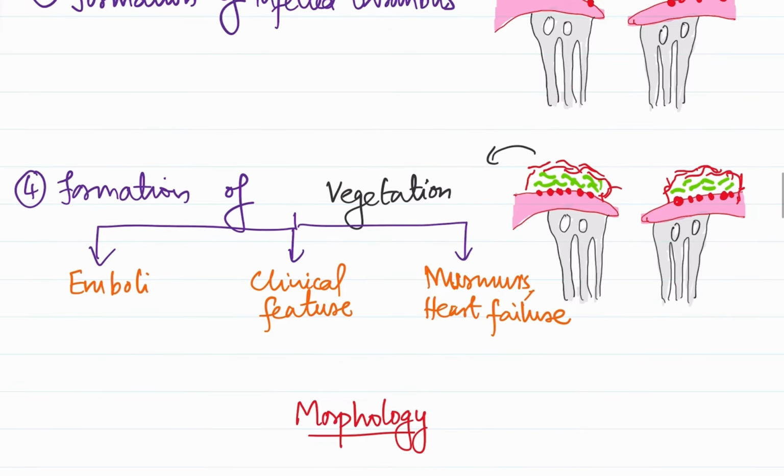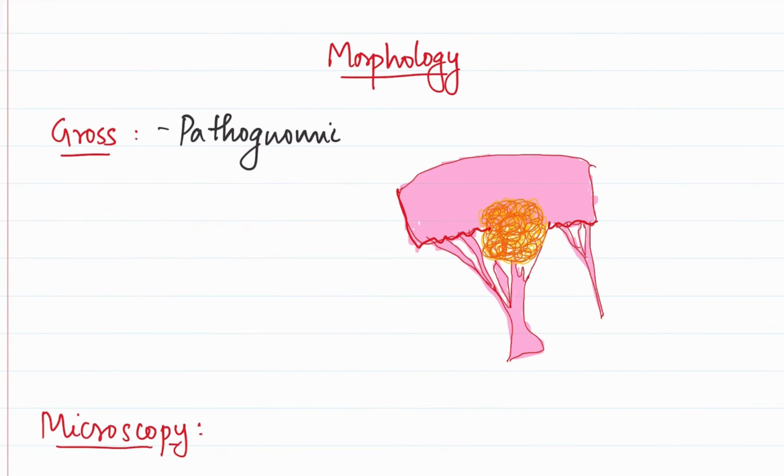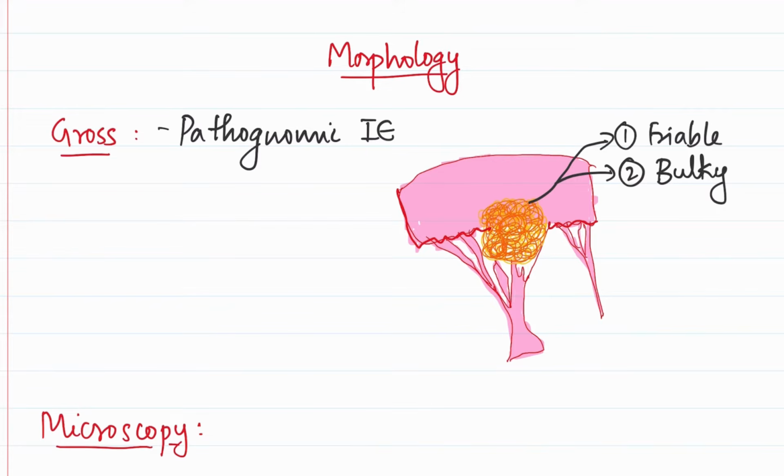Now let's move into the morphology. Let's describe the characteristic vegetation. The vegetations are pathognomonic findings of infective endocarditis. We'll say that in 3 points. The first point is they are friable. Next, they are bulky. These vegetations, unlike that of rheumatic heart disease, have the ability to get detached and form emboli that can get dislodged into distant sites in the circulation. And thirdly, they are destructive. They destroy the endocardium and the heart valve. So these are the 3 points regarding the appearance of vegetations in acute or subacute infective endocarditis.